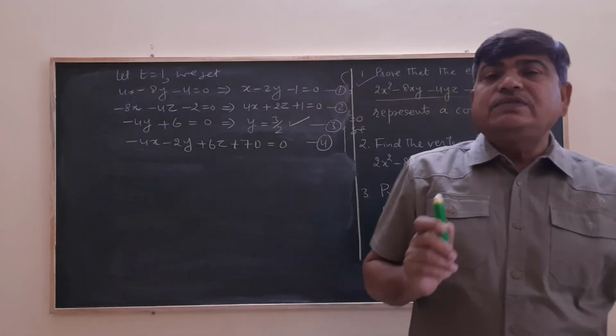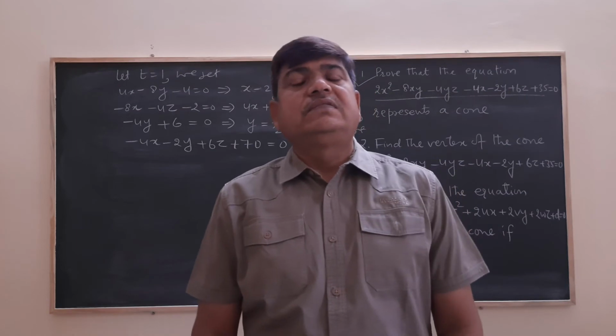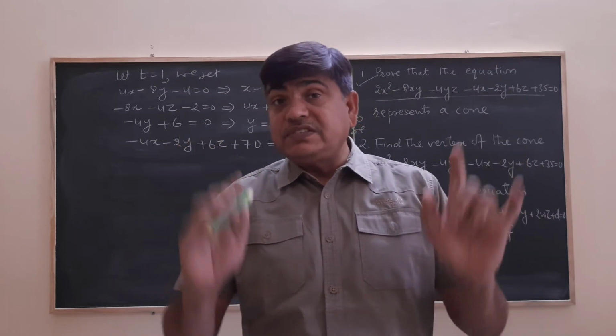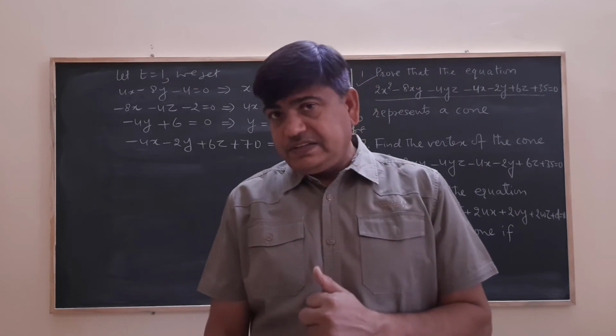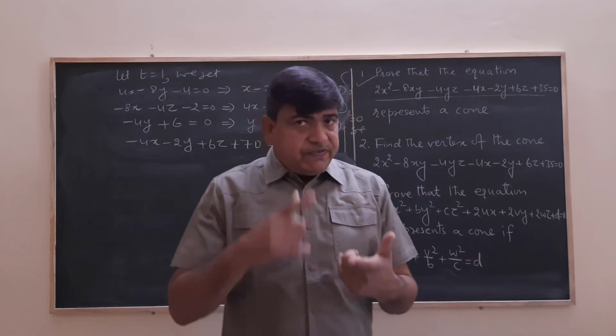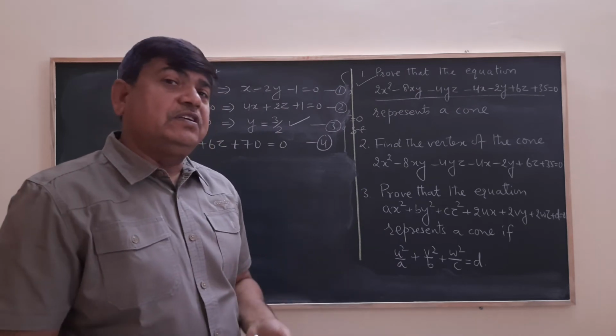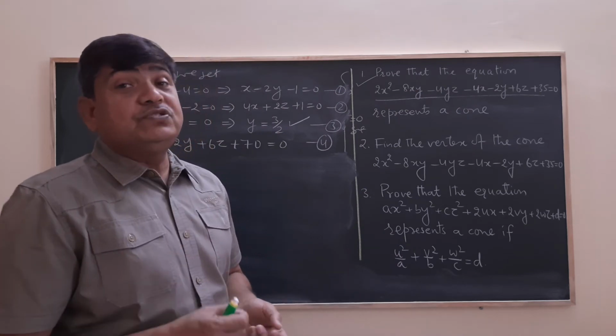We want to find the vertex, so we want the value of x, y and z. But remember, we have 4 relations and unknown 3. So if we solve any 3 equations, then we can find the value of x, y, z. Then what is the use of the 4th equation?